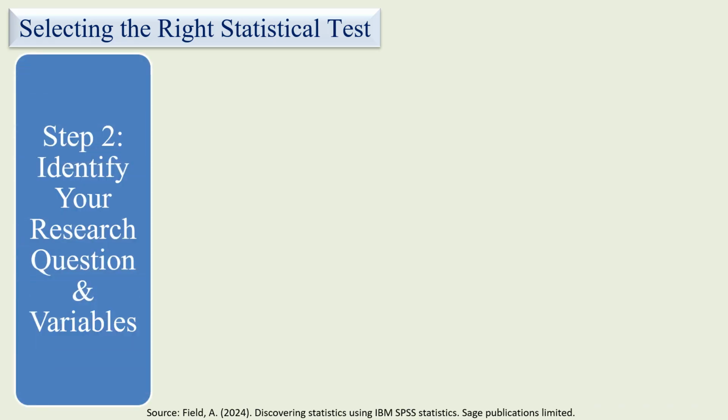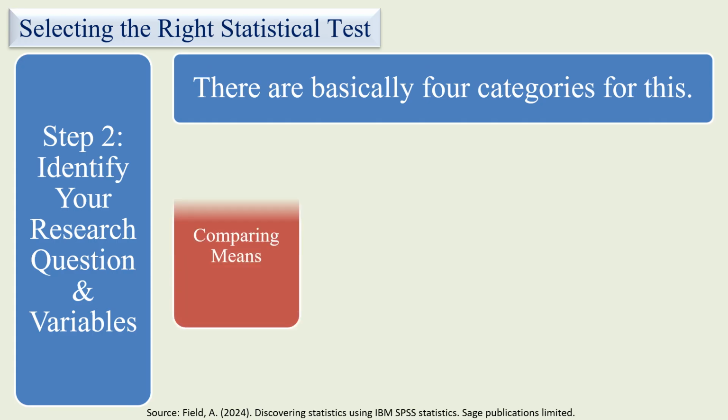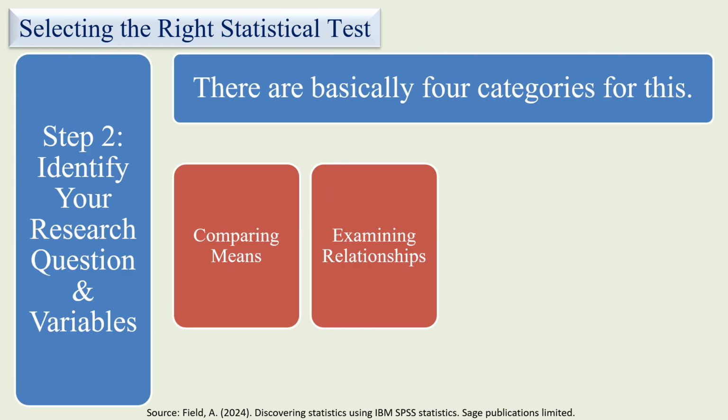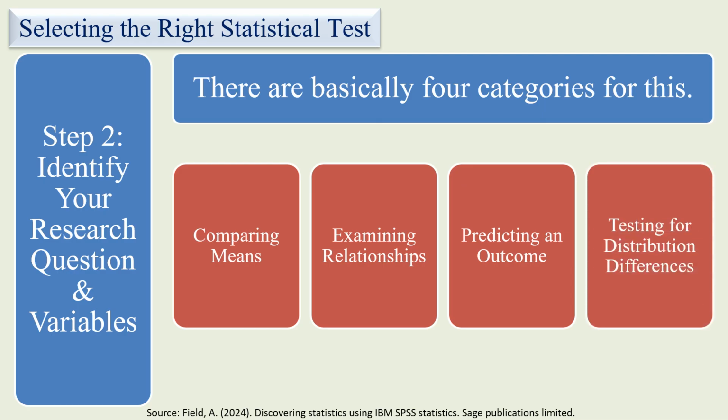Step 2. Identify your research question and variables. Now, let's break it down based on what you want to test based on the data type. There are basically 4 categories for this. First, comparing means. Second, examining relationships. Third, predicting an outcome. And, fourth, testing for distribution differences.